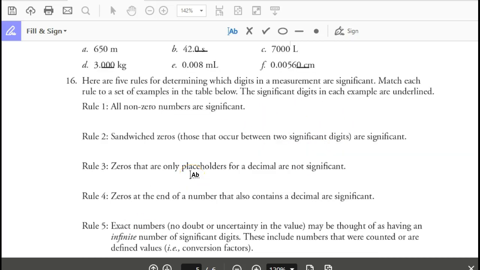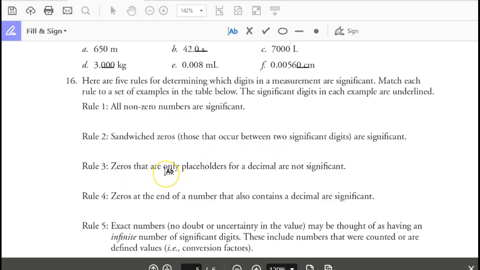For number 16, it's giving you the rules for significant digits, and this is just something you have to memorize for a test and stuff. It says there are 5 rules for determining which digits in the measurement are significant. Match each rule to a set of examples in the table below. The first one is all non-zero numbers are significant, which we talked about at the beginning. So any number that's not a 0 always counts. Rule 2, sandwich zeros. Those that occur between 2 significant digits are significant. So if it's sandwiched between 2 significant figures, it does count.